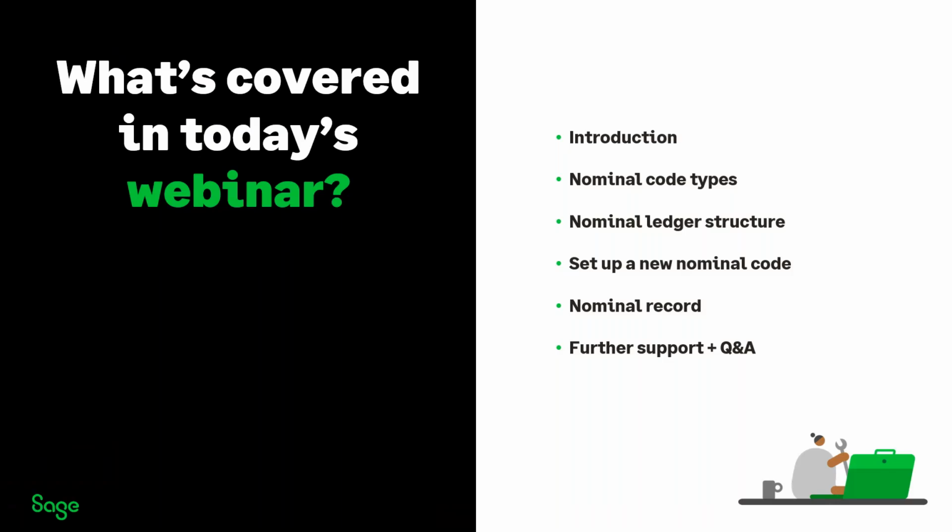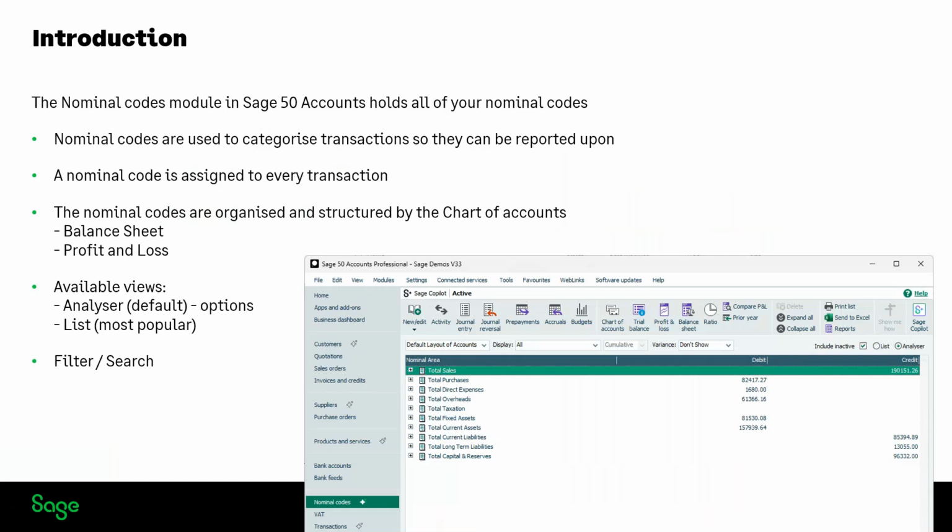So let's start with a little bit of background, first of all, to nominal codes. Obviously your nominal codes are held in the nominal codes module, or sometimes referred to as a ledger, in Sage 50 Accounts. It holds all of your nominal codes in there, so they'll all be listed. Now, a nominal code, to put it in simple terms, is a way to categorize your transactions so they can be reported upon.